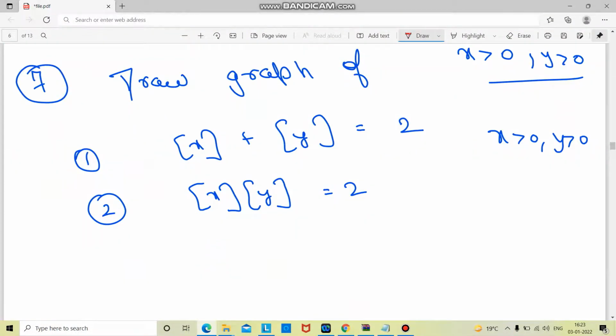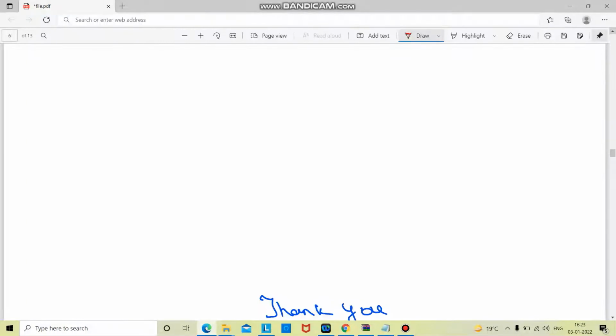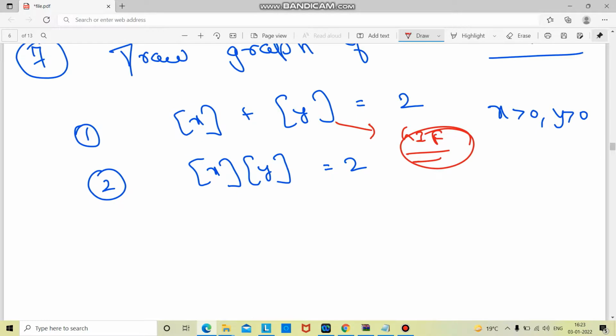Now we have to draw some graphs of mod x plus mod y is equal to 2 and mod x into mod y. It is not mod x, it is GIF, greatest integer function. Greatest integer x plus greatest integer y is equal to 2 and multiply. And this is our last. It is a good question. It comes in area under graph. Area under curve, AUC. In that chapter also you get to find the area of this.